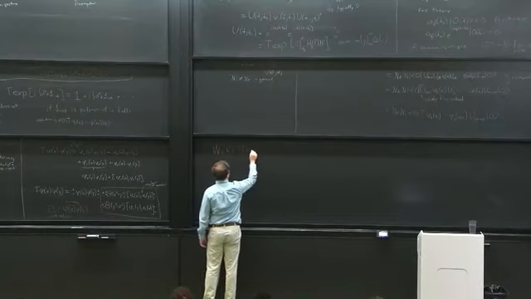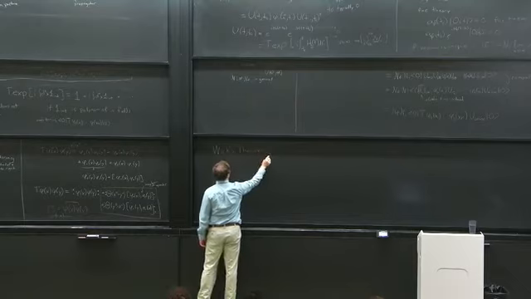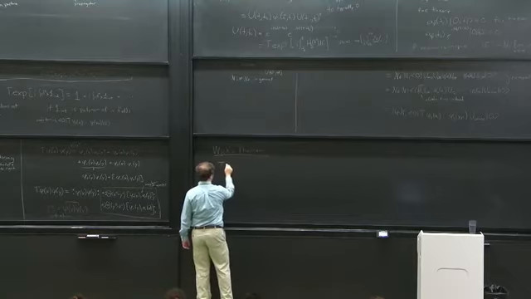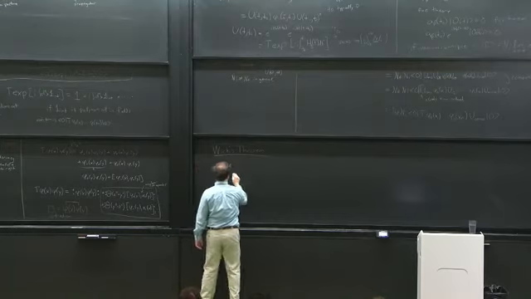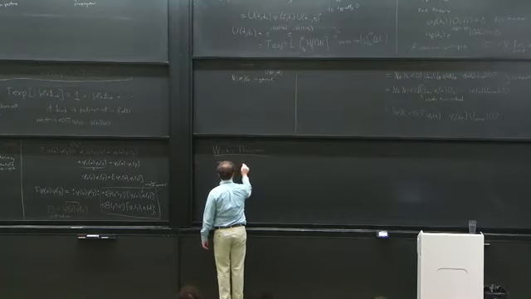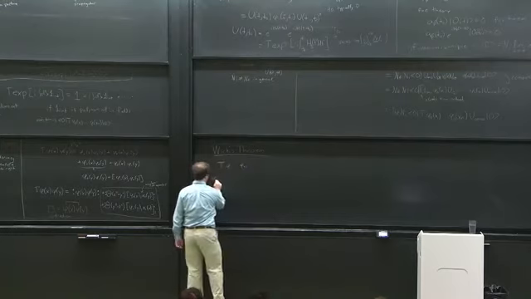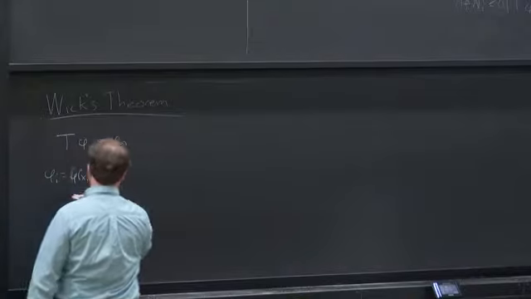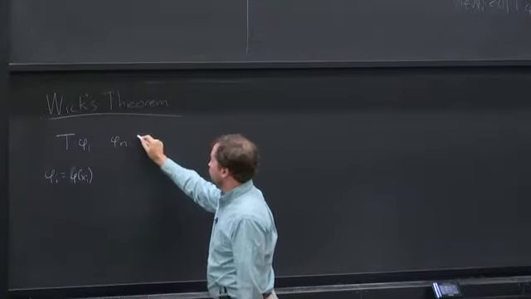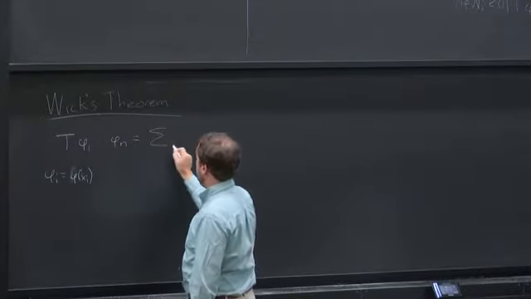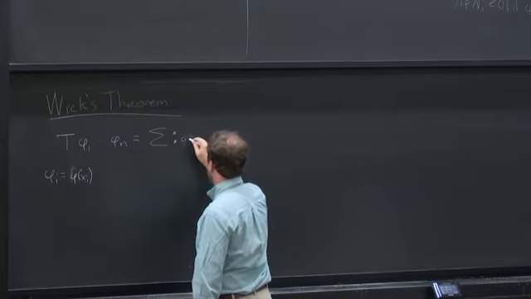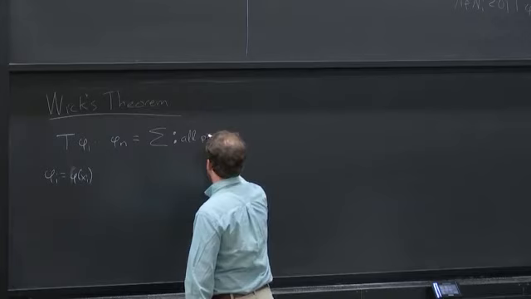Theorem. So Wick's theorem says, in general, the time-ordered product of n fields, where by phi sub i I mean phi of x_i, is equal to the sum of the normal ordering of all possible contractions.